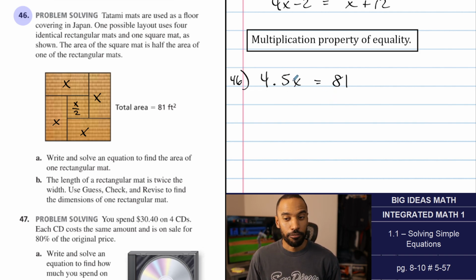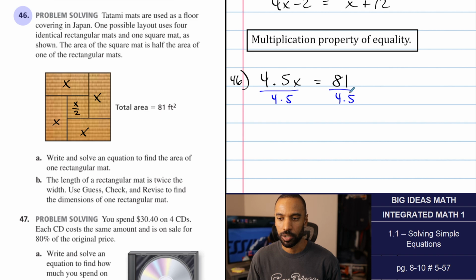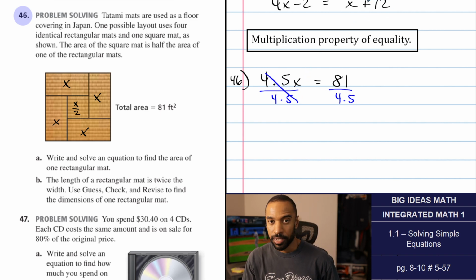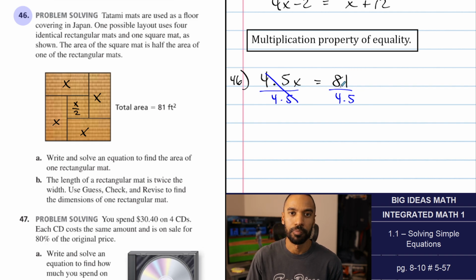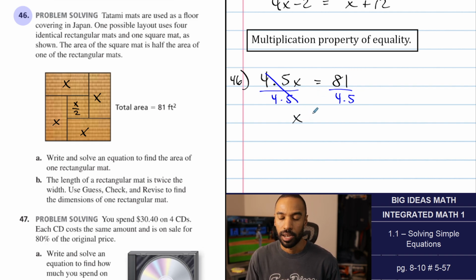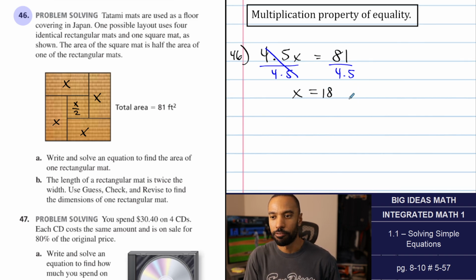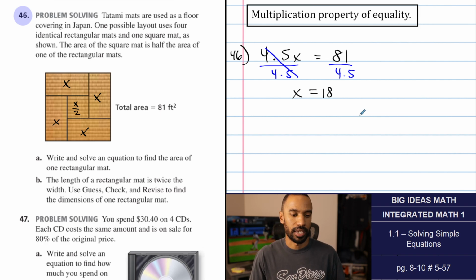We divide by 4.5 from both sides and we'll get that answer. Now, if I'm going to go calculator free, which I think I'm going to be able to here, 81 divided by 9 is 9. Well, 4.5 is half of 9. So if I divide 81 by half of 9, that means I'm going to get twice the value. So instead of getting 9, I'm getting 18. x equals 18. What is 18? It is the square footage of one of the rectangular mats.